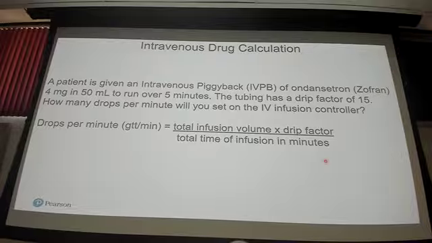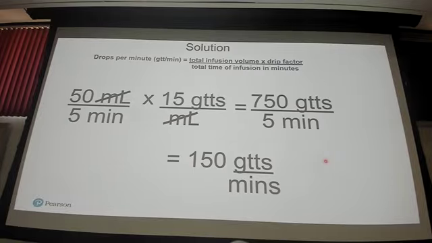If you see a question like this, there may be some more variables in it. Don't let that confuse you. Use the variables that are required for the calculation. So again, drops per minute, GTT over minute, is equal to total infusion volume, which is 50 milliliters, times drip factor, 15, all over 5 minutes. So the drops per minute would be 150 drops per minute. Any questions?